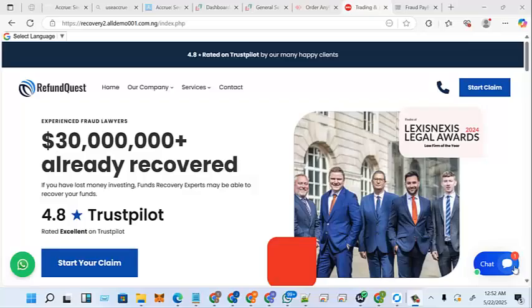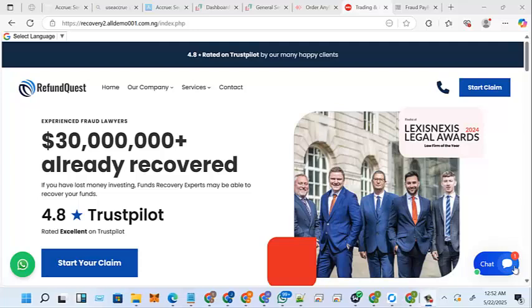Hello guys, so today we'll be looking at designs of recovery websites, how to build recovery websites, and also how they operate, so that in case one is being used for something else, you know how to spot them and you know what to do.